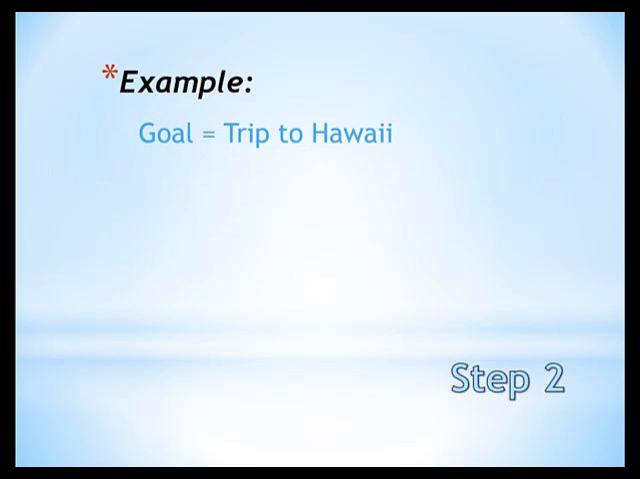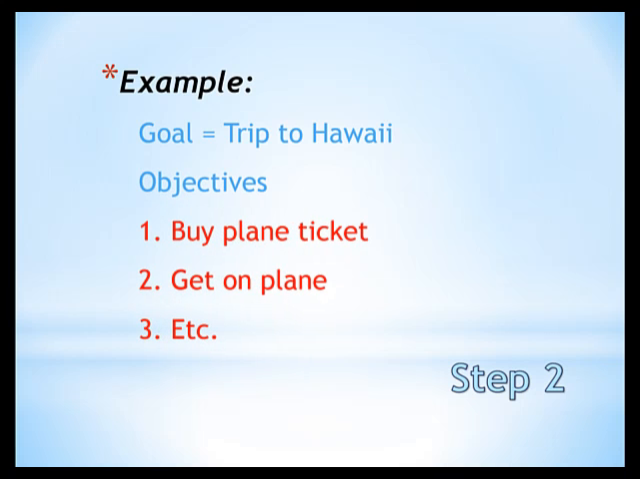Maybe an example would help here. So let's use an example of going to Hawaii. So there are objectives you must reach before you'll succeed. Objective number 1, buy an airline ticket. Once that's done, you can stop working on it and move on to the next thing, right? You're not going to keep buying more tickets. That wouldn't make any sense.